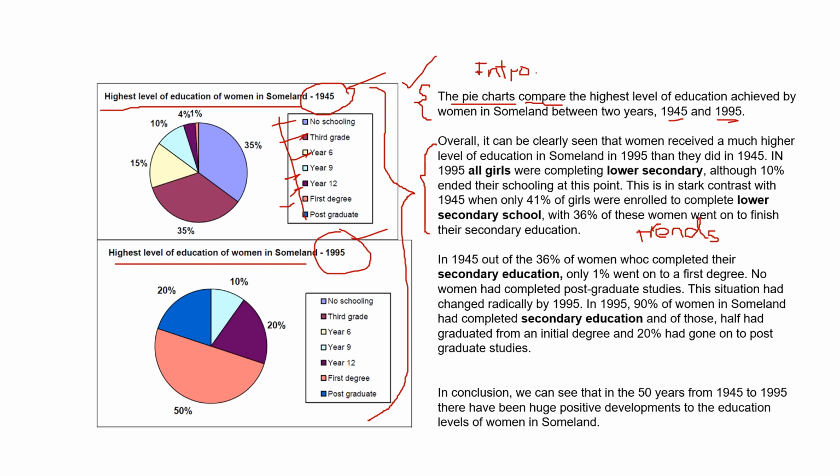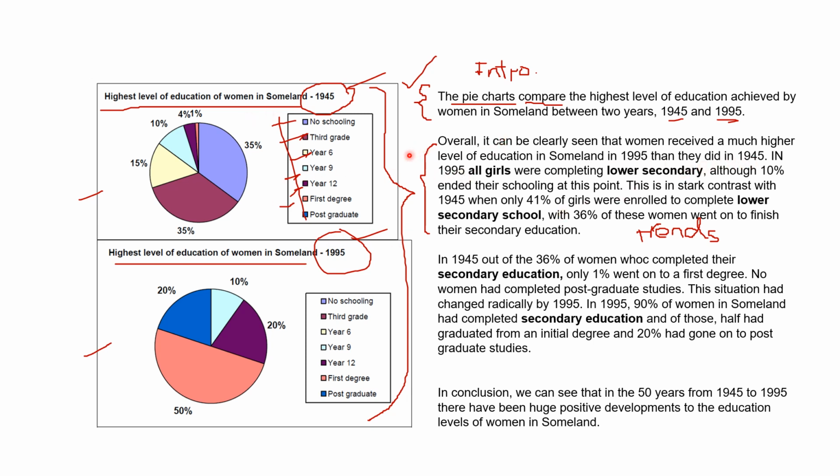Okay, so let's take a look at this example paragraph 2, which focuses only on a certain highlight. After analyzing the two pie charts, whoever wrote this decided to focus on the overall enrollment in the 2 years. And what has the writer discovered or found out? What has he or she seen? Look at the example paragraph. Overall, it can be clearly seen that women received a much higher level of education in some land in 1995 than they did in 1945.